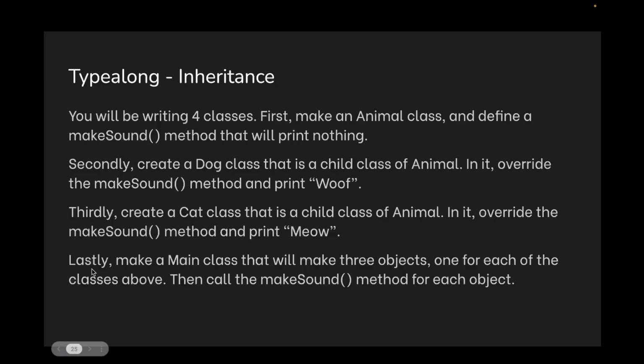And then lastly, make a main class that will make 3 objects. You're going to have a main method inside this main class, and this class is not going to be inside this hierarchy, so it's going to be separate. Inside the main method, it will make 3 objects, 1 for each of the classes above, and then call the make sound method for each object. So I'll give you guys 5 minutes to work on this, and then I'll come back.